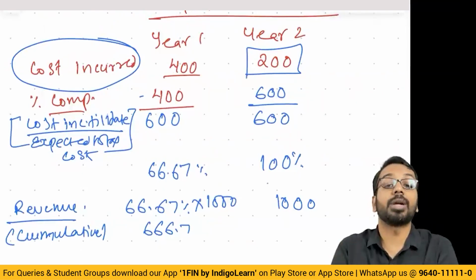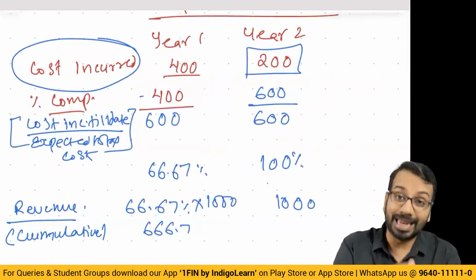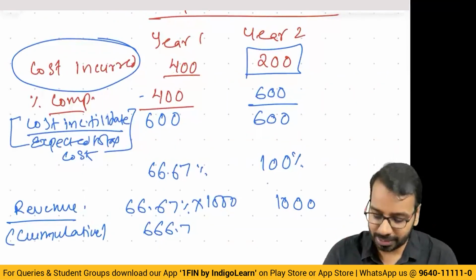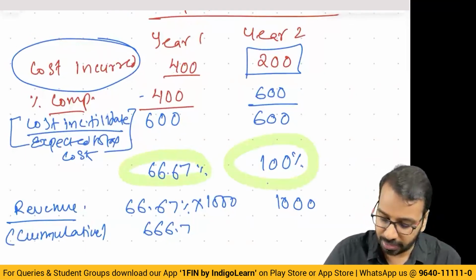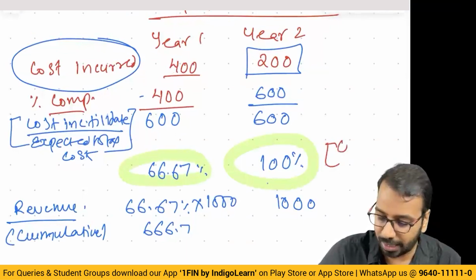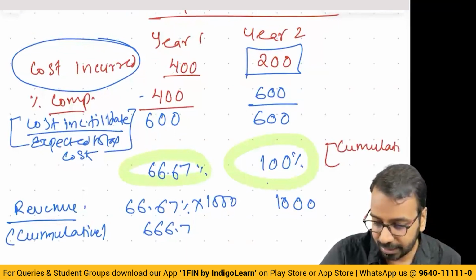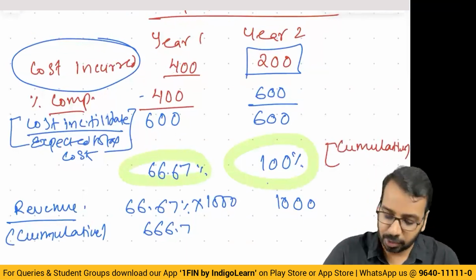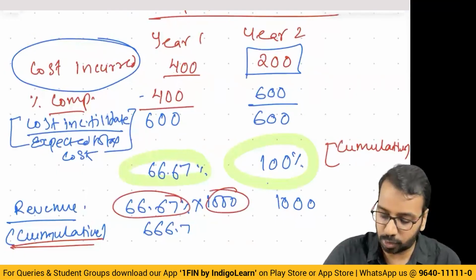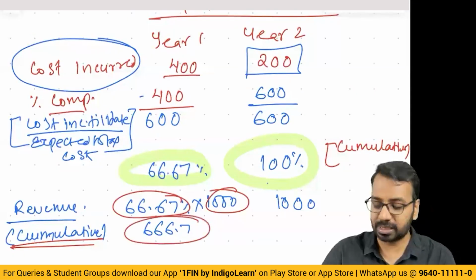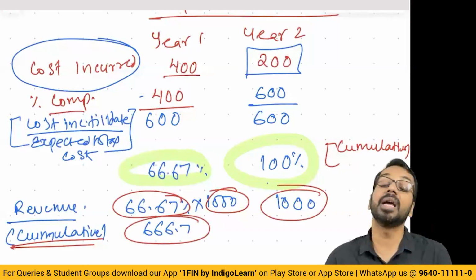So what do we do? First we take the cost we have incurred till date. Then we take the expected total cost. Then we calculate something called percentage completion. This percentage completion is cumulative. So cumulative revenue should be 66.67% of total revenue, 666.7. Here cumulative revenue should be 1000.